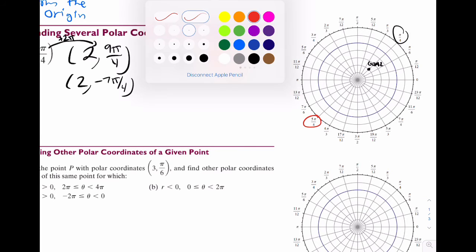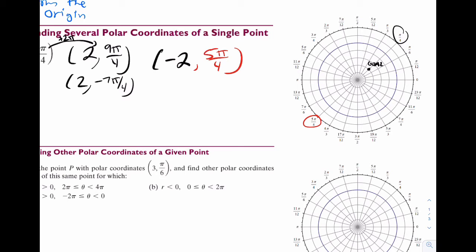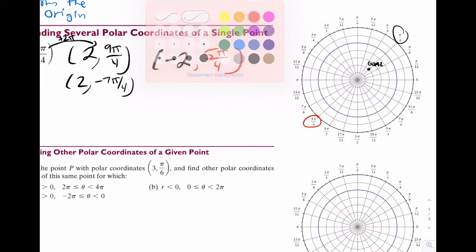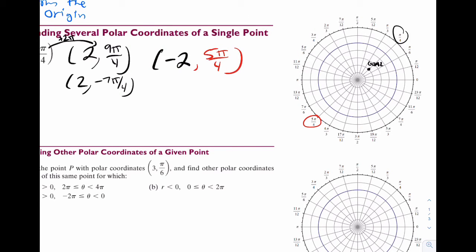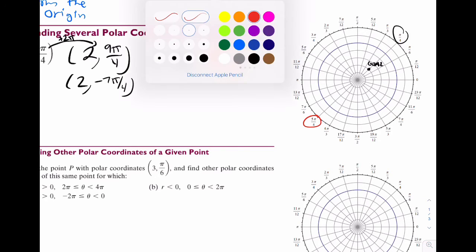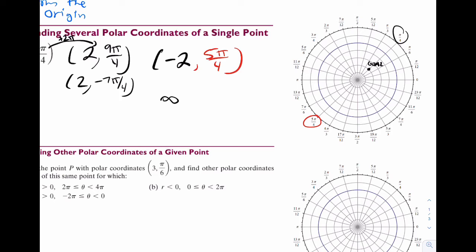I asked you a question like, how long could we keep creating these other situations or these other answers? And the answer is forever. There are infinite representations of a point in polar, whereas in rectangular there's only one representation. In polar we can actually do this forever. That's why polar is a little bit more complex.